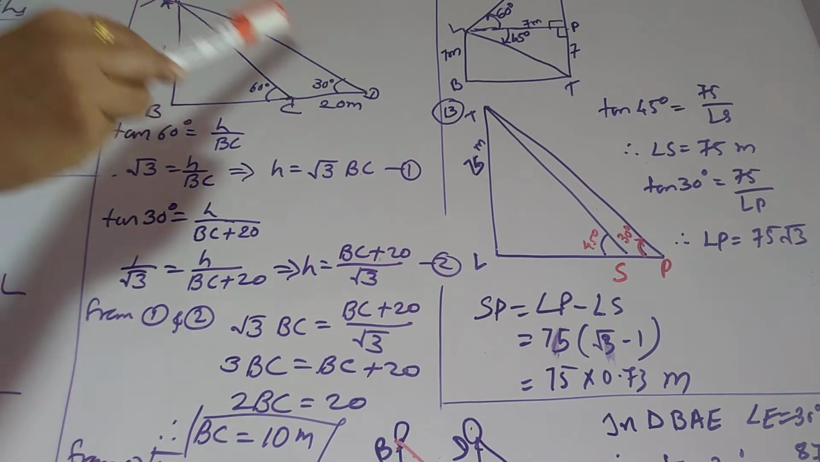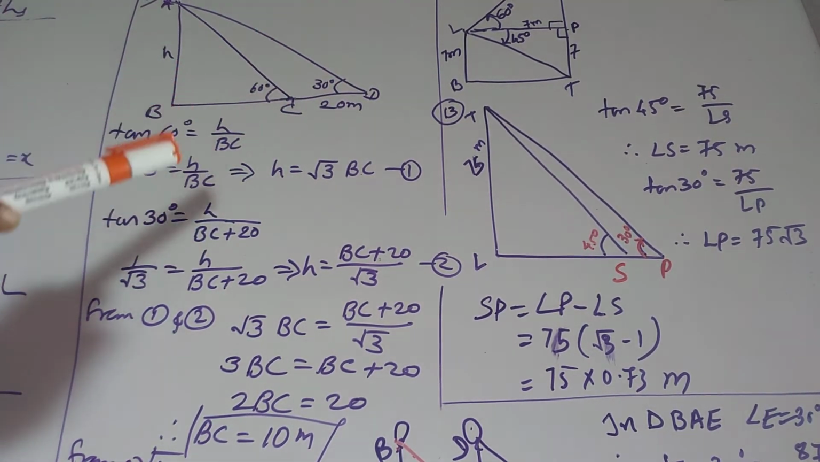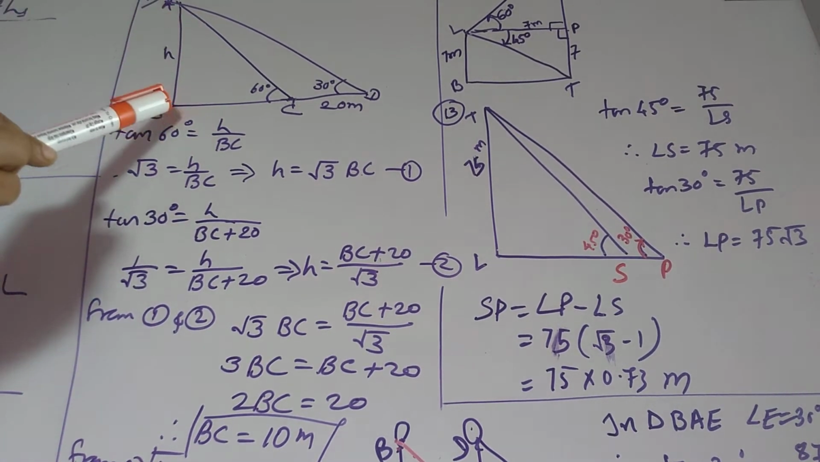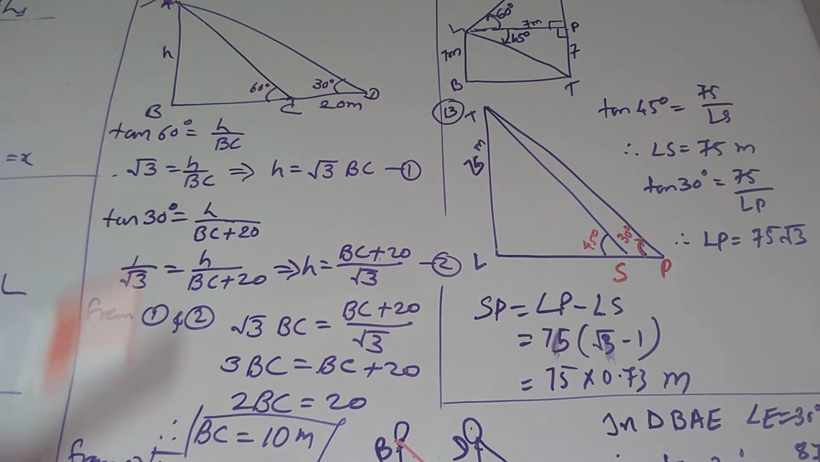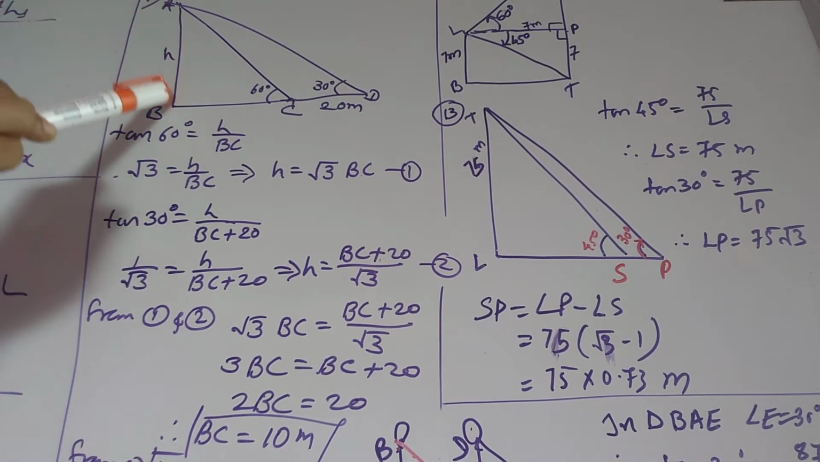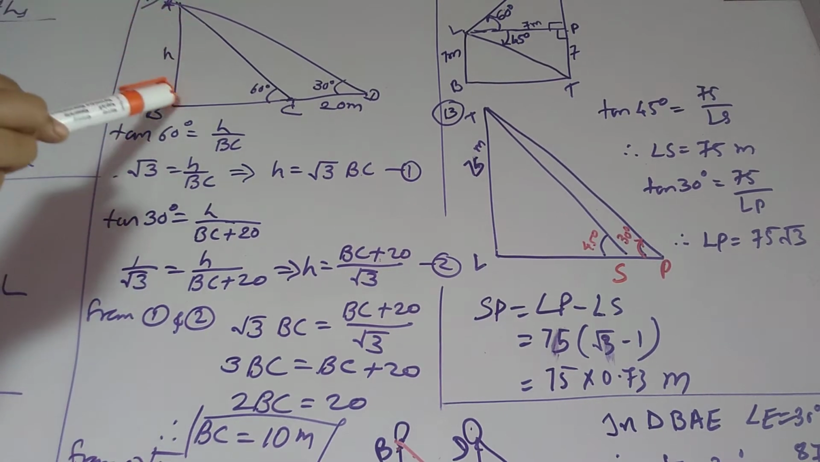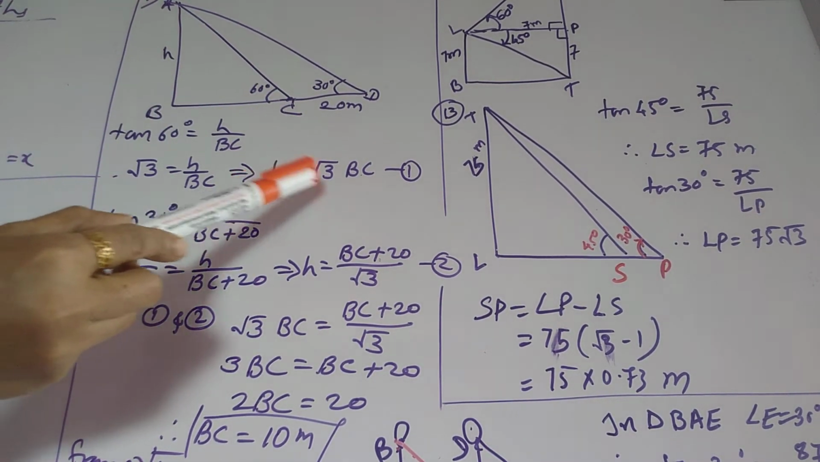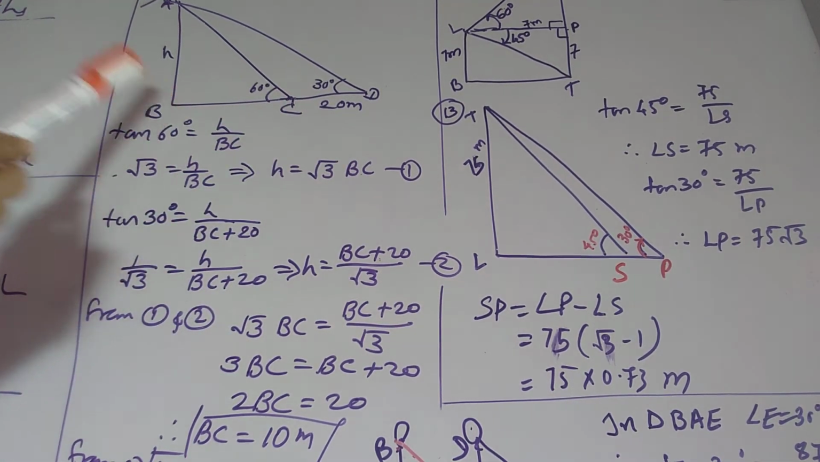it is observed again, and the angle of elevation we got is 30 degrees. We have to find the height of the tower and the width of the canal, that means BC. So first we have taken this triangle. In this triangle, using tan 60 we will get H is equal to root 3 into BC.